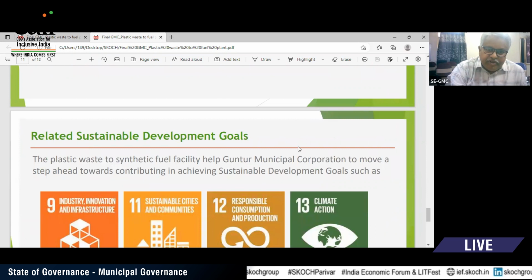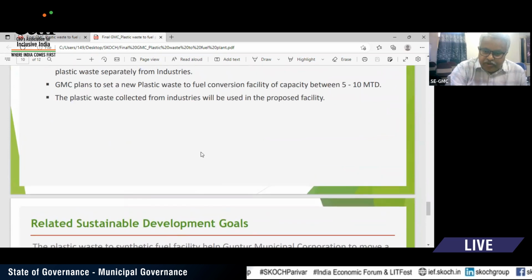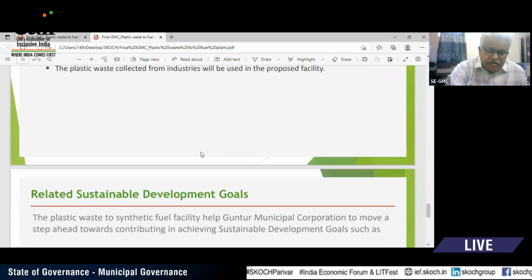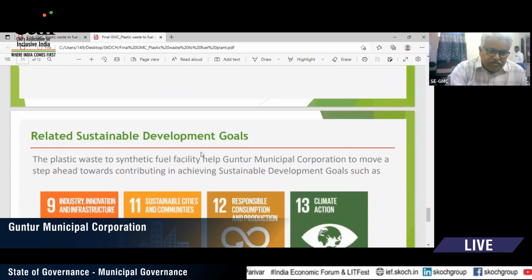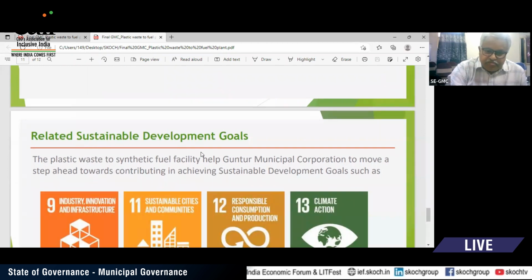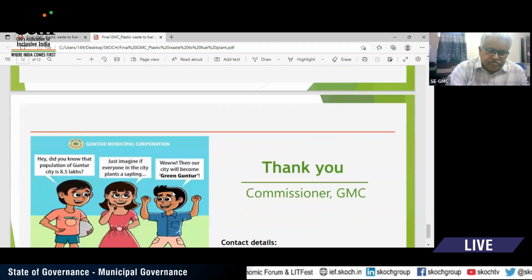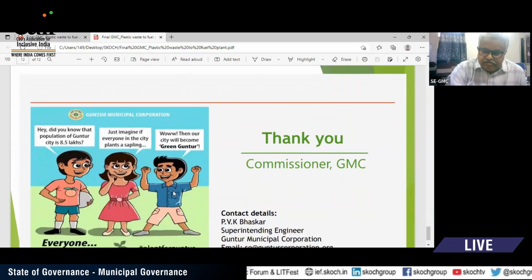Related sustainable development goals: the plastic waste to synthetic fuel facility helps Guntur Municipal Corporation move a step ahead towards contributing to sustainable development goals such as industry, innovation and infrastructure, sustainable cities and communities, responsible consumption and production, and climate action. We are successfully running this plant for the last 2 years, sir. Thank you.